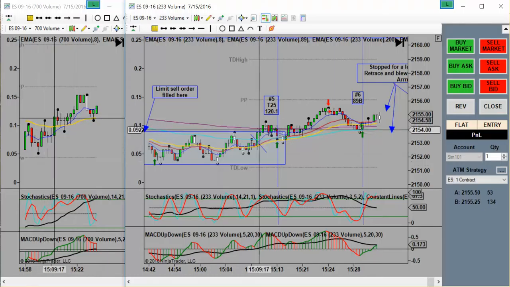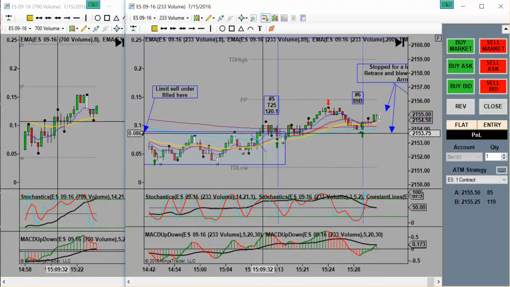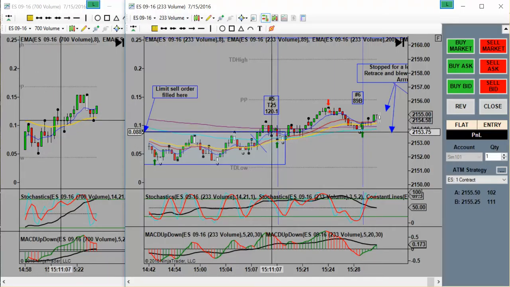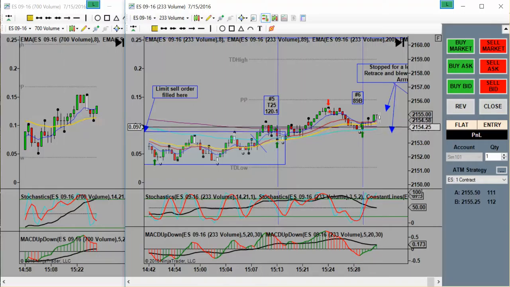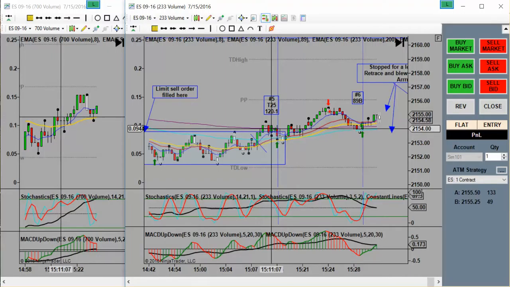So I got basically a little bit of a retrace, and then I got filled on this here, one of these candles here.